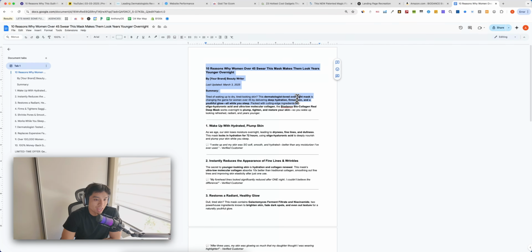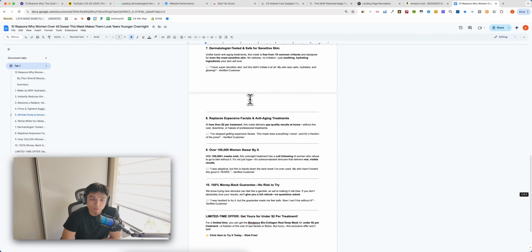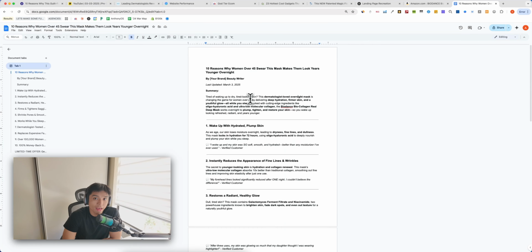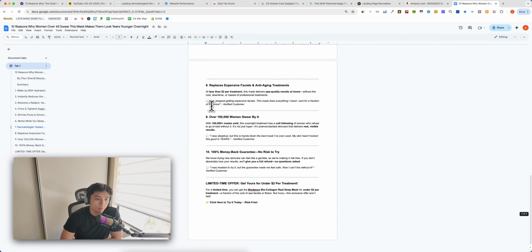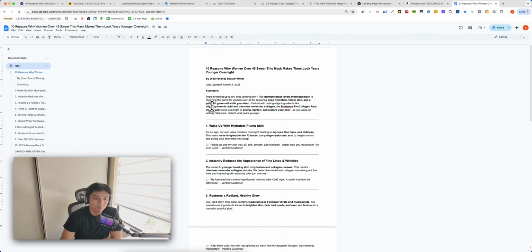But that is how you can generate pre-sale pages in a matter of 15 minutes. And you can do the exact same thing with advertorials as well. I chose the listicle because for this particular product, I think it's a better fit. And both listicles and advertorials work equally as well. You just have to understand your market's level of sophistication and then choose accordingly based on that. But that is how you can generate product pages, pre-sale pages in a matter of 15 minutes using AI.